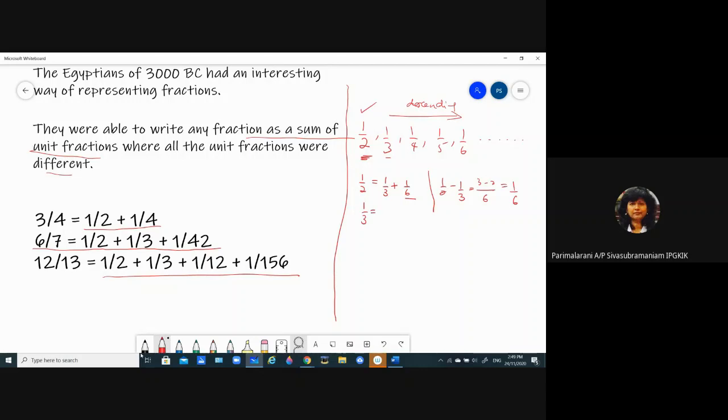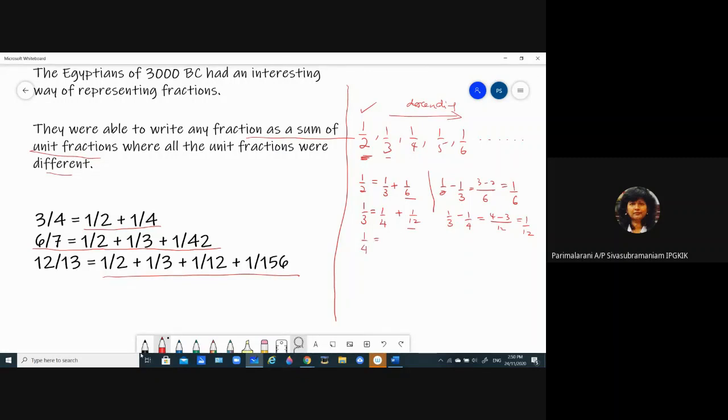1/3 can be written as... the next largest fraction that is smaller than 1/3 is 1/4. 1/4 plus another fraction. How do you find this fraction? 1/3 minus 1/4. The LCM is 12, divided by 3, 4 minus 3 is 1/12. So 1/3 can be written as 1/4 plus 1/12.